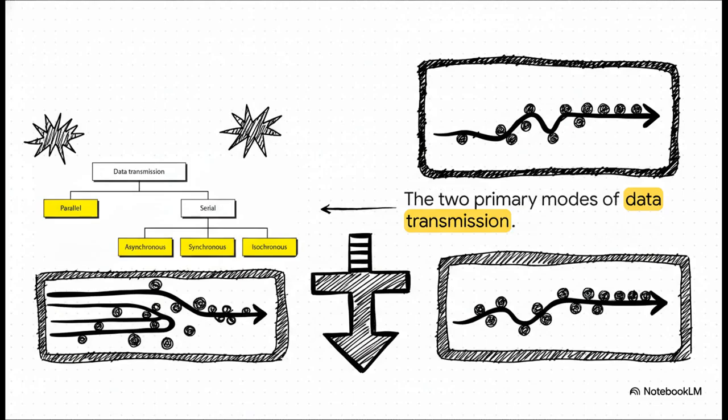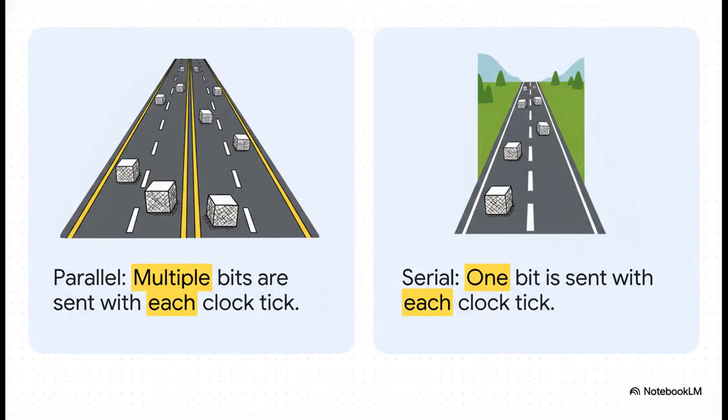It turns out every single data transmission, and I mean every single one, falls into one of two modes, parallel or serial. This is a huge fork in the road, and it completely changes how the data gets organized for its journey. The best way to think about it is this. Parallel transmission is like a giant 8-lane superhighway. 8 cars, or 8 bits of data, can travel right next to each other all at the exact same time.